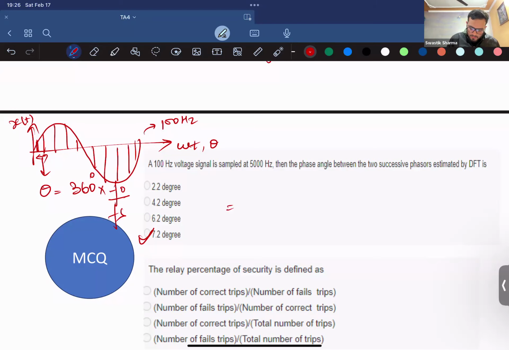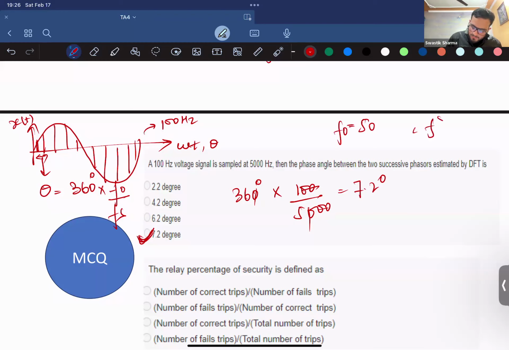So let's say your signal has a fundamental frequency component of 100 hertz and the sampling frequency is 5,000 hertz. So this comes out to be 7.2 degrees. Let's say your signal was of 50 hertz f naught and your sample frequency is 1000 hertz. What will be the theta now? Can anyone tell me quickly using this formula?